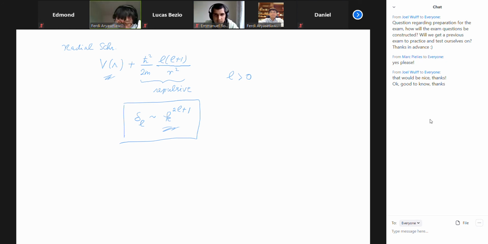L equal to 0 is most important for low energy scattering. So in most cases, we can neglect the higher L components and just keep L equal to 0. Because if the energy is high, then it's a different matter. We have to include also the high L components.